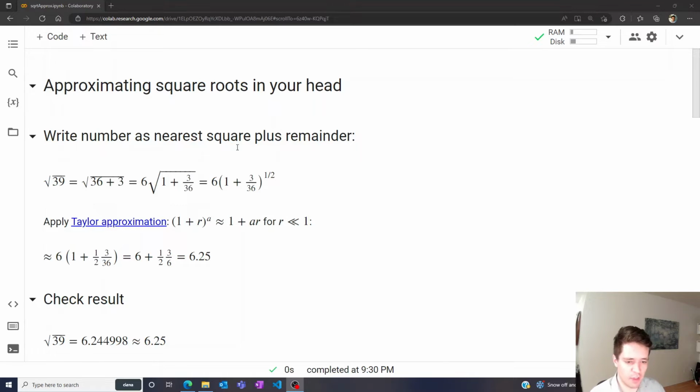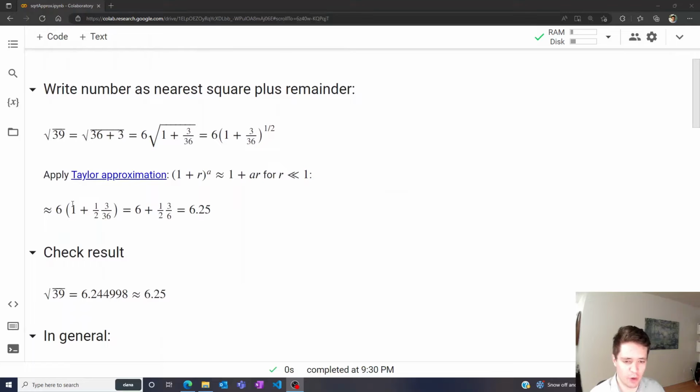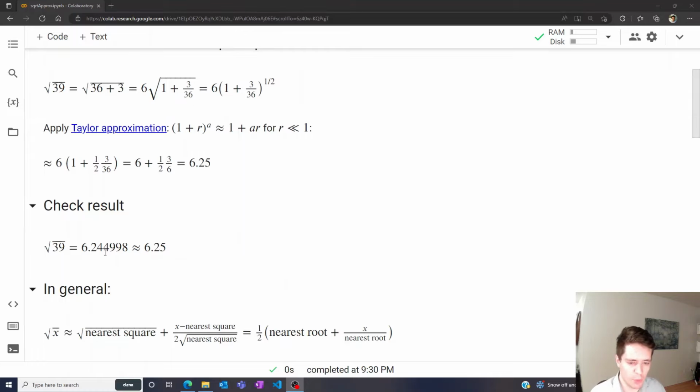Applying that to the statement above, we can see that the square root of 39 is approximately equal to 6 times 1 plus 1/2, which has jumped down, multiplied by 3 over 36, which in the end gives us 6.25. We can also check the result by computing the true value of the square root to be 6.24499 something, which is quite close to the 6.25 that we got from the approximation.